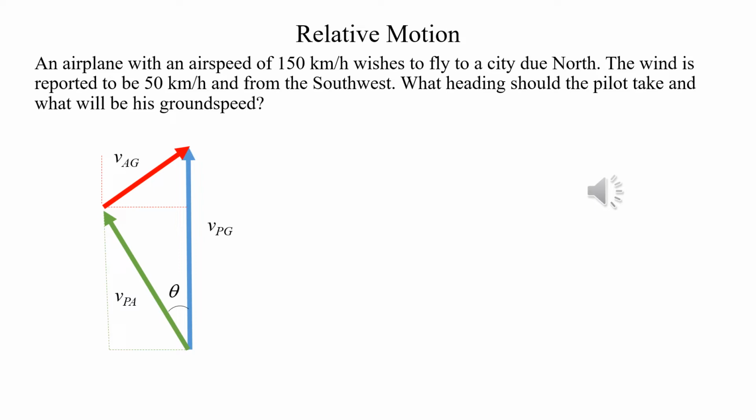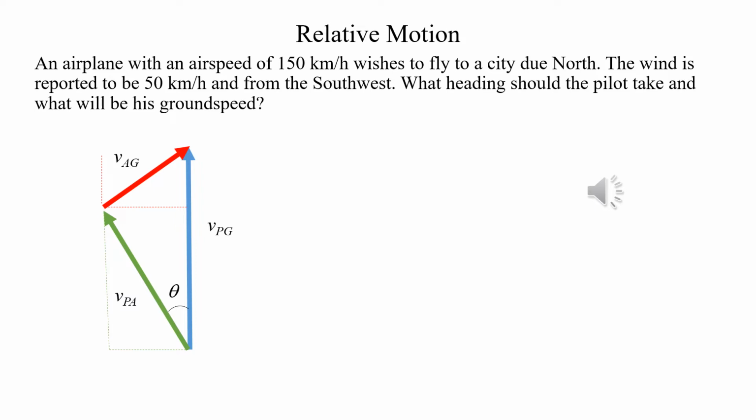Okay, so all the southwest and northwest are at 45 degree angles, and same thing with northeast and southeast. Those all form 45 degree angles with the compass headings. So what heading should the pilot take, and what will be his ground speed?